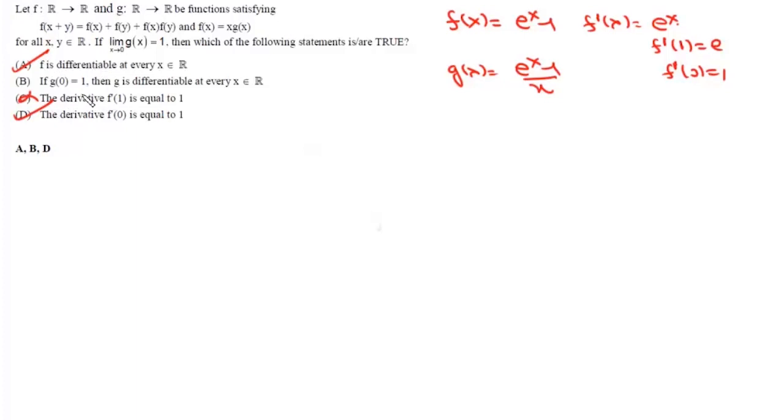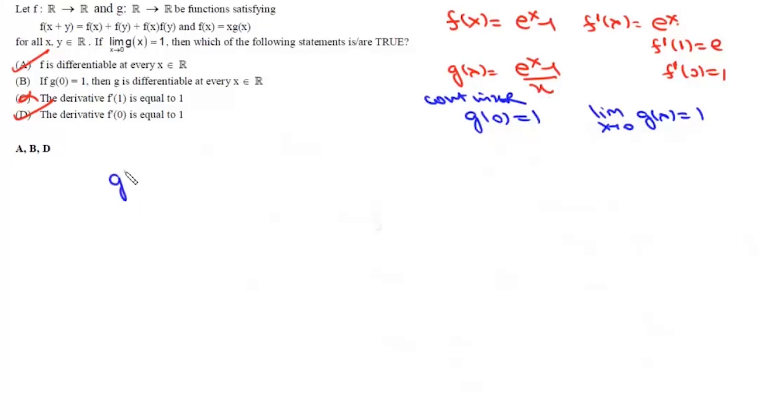Now we look at option B, and it says if g(0) equals 1, then g is differentiable at every x. Now if we take this limit x tends to 0 g(x), it is a standard limit, so it is 1. So g(x) is continuous at x equal to 0, and if it is continuous at 0, it is continuous in x belongs to R. Now this function will be differentiable everywhere, except we have to check its differentiability at x equals 0.